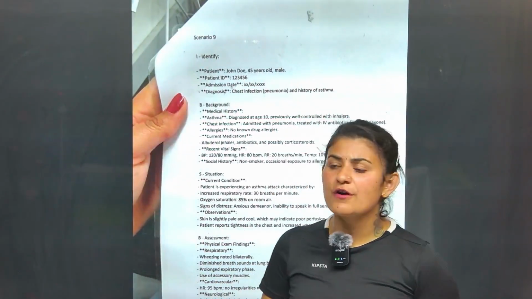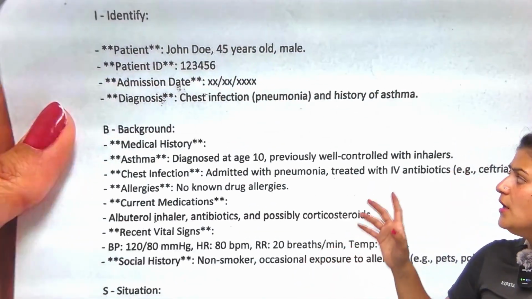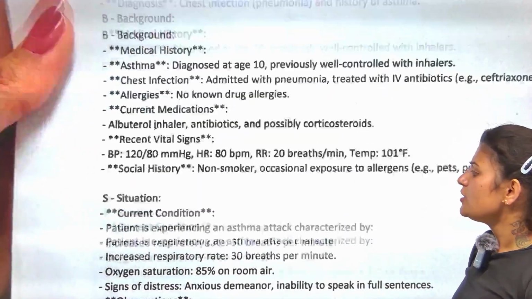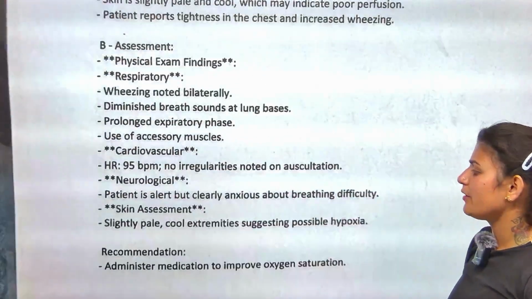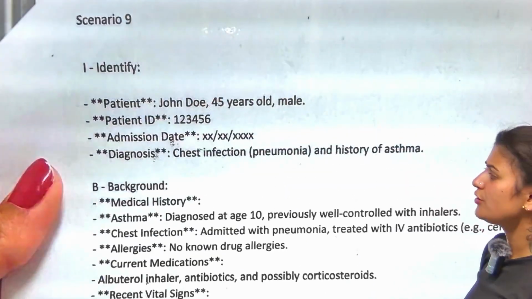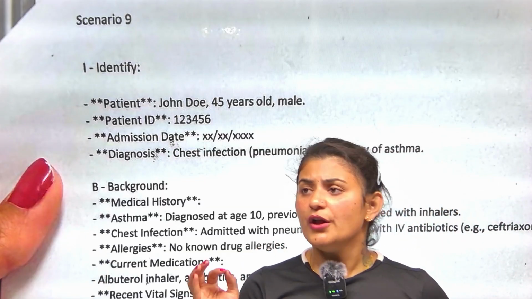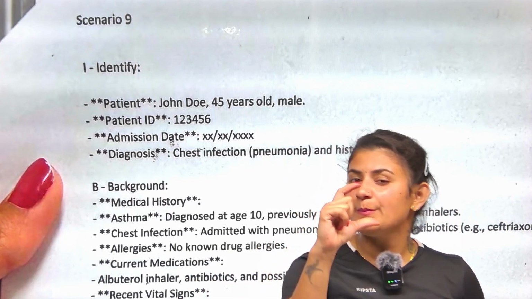So the scenario in front of you is here. Here is the patient's ISBAR, that is the identification, background, situation, assessment, and your recommendation. You need to verbalize all the data to the patient, to the second nurse, in a very summarized manner. It should be very precise.